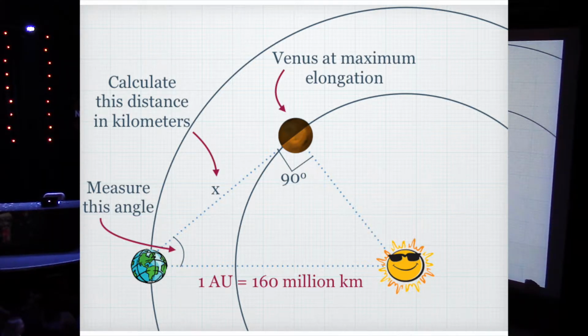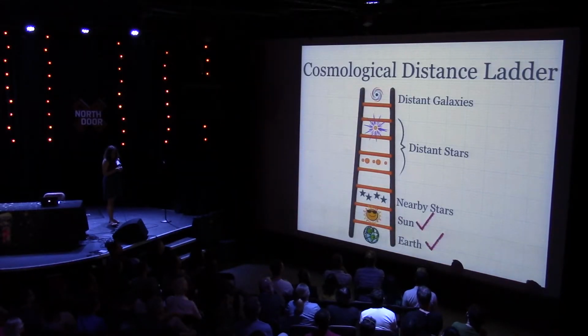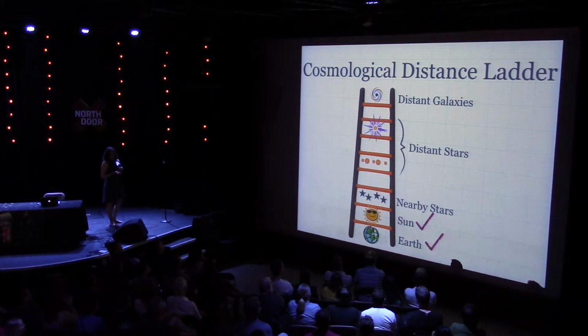Which is pretty good, because all the people who tried to measure this before him were off by, like, 60%. And even people who tried to measure it after him were off by, like, 60%. So he did a pretty good job. So thanks to Christian Huygens, we now have two rungs on our ladder. But I know that you don't just care about stuff between the Earth and the Sun. So what about nearby stars?